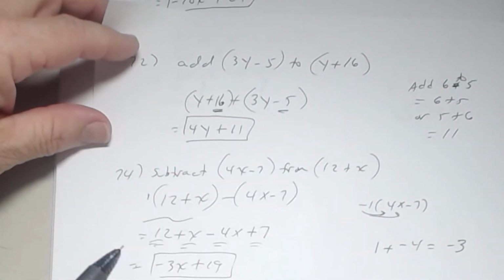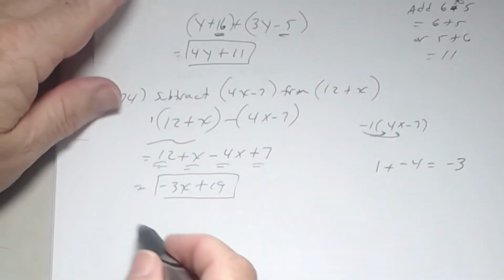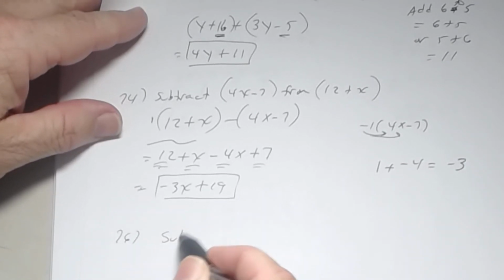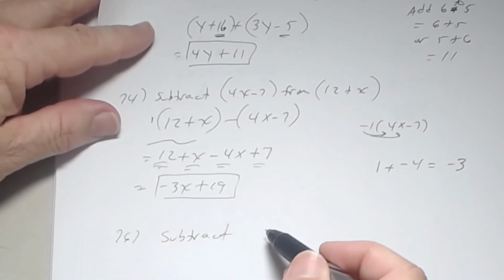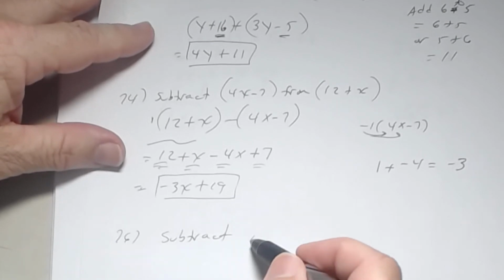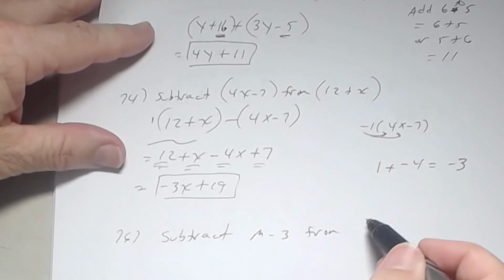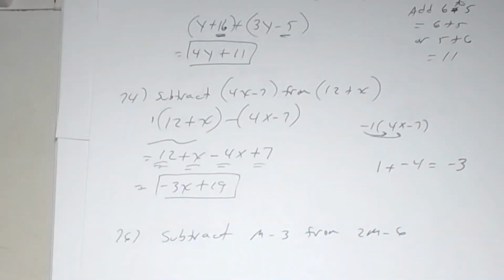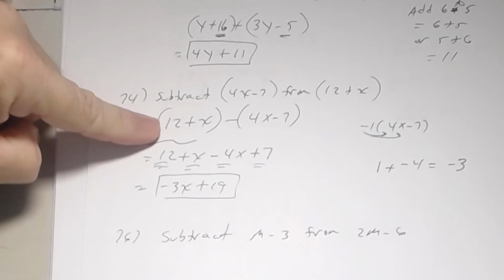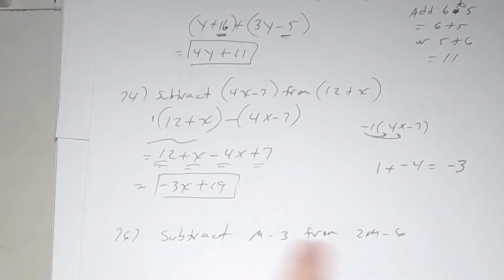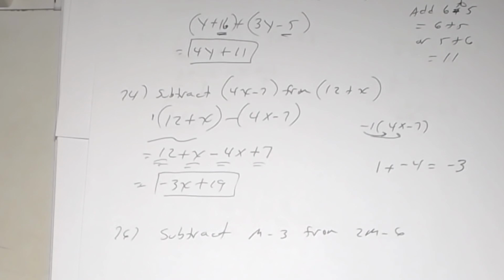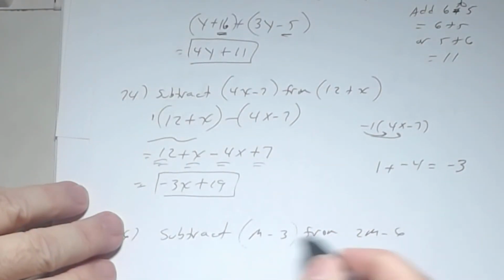Okay? So if you need to, put those in parentheses. Right away, put them in parentheses. So when you look at number 76, same thing as it'll say subtract. And this is what it's going to look like. It'll say subtract m minus 3 from 2m minus 6. So m minus 3 from 2m minus 6. So if you tend to have a little difficulty with these, then what should you do with these m minus 3 and 2m minus 6, those expressions? Put them in parentheses. Put those in parentheses.